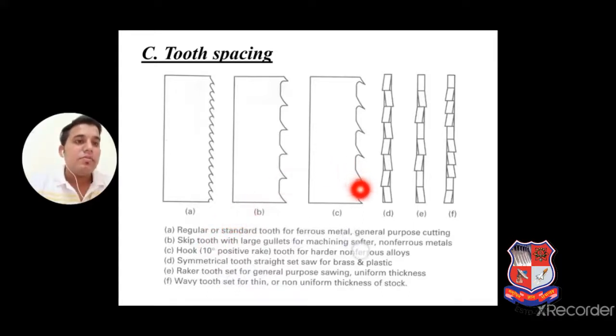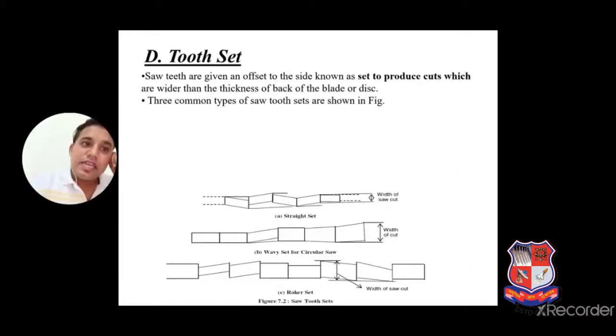Here, particularly for wood purposes, we choose this kind of hacksaw. And in D, the symmetrical tooth straight set, is for brass and plastic. So for brass and plastic purposes we use this. Another is the rake tooth set for general purpose sawing of uniform thickness. So the uniform thickness is in E. And the wavy tooth set is for thin or non-uniform thickness stock. So these are all the tooth spacings, and tooth sets are also there.